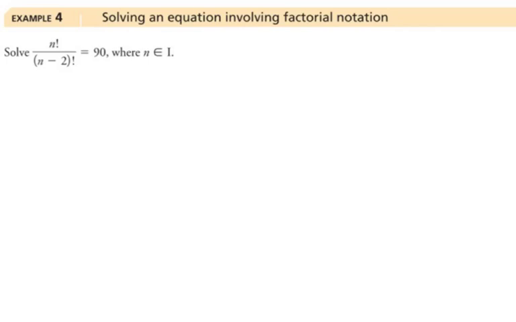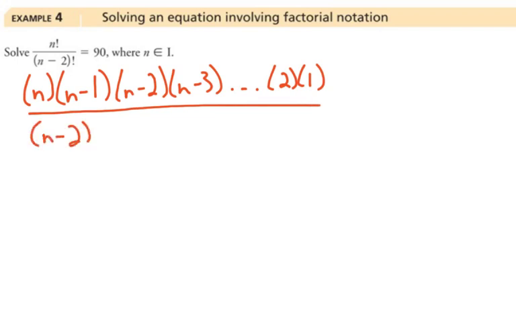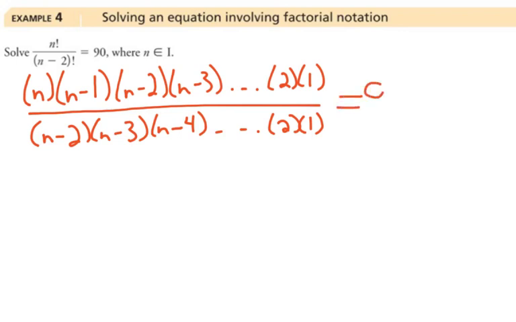So on top we have n factorial, which would be n times n minus 1 times n minus 2 times n minus 3, and so on, until at the end we would times 2 times 1. On the bottom, we would have n minus 2 times n minus 3 times n minus 4, multiplied, etc., until at the end we multiply times 2 times 1. And that equals 90.